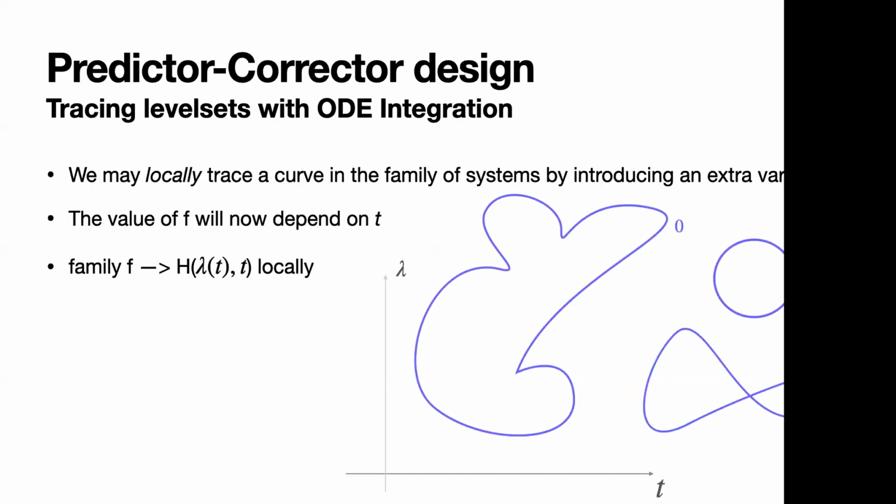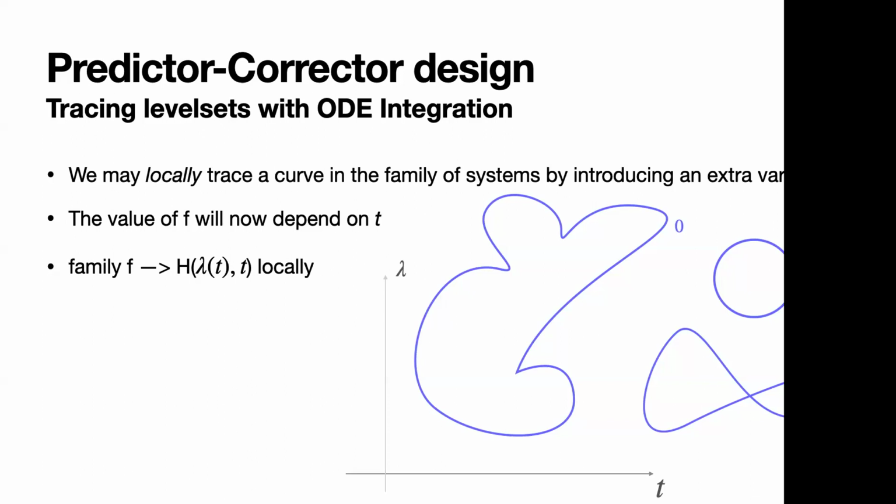So what happens here is that when we do what we were calling the predictor corrector design, what does predictor corrector do? It just traces level sets with ODE integrations. So it's important to keep that in mind. It's tracing level sets. We may locally trace a curve in a family of systems by introducing an extra variable t, right? You have the original family of systems that solves this class of problems you're interested in, and then you use an extra variable to locally trace a curve in that family, and the value of f will not depend on t.